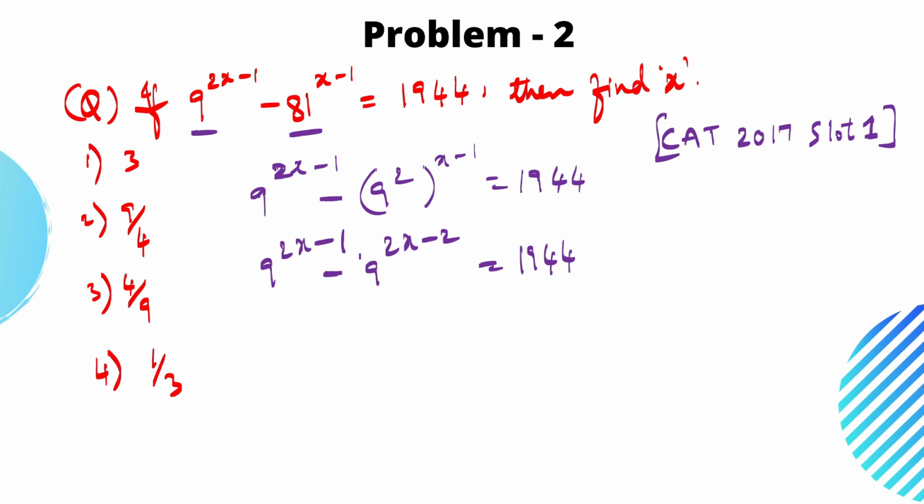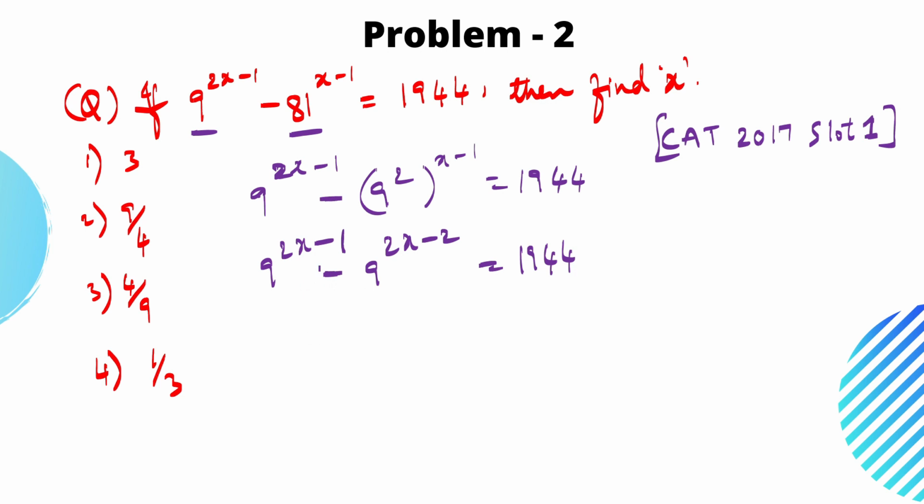Now tell me one thing. Can we equate the exponents here? 2x minus 1, 2x minus 2. The bases are equal, right? So can we equate them? No, we cannot do that, because if there is a multiplication sign between these two, then we can do that if the bases are equal. Here we have minus, so we cannot do that. Even if it is plus, we cannot do that. Only for multiplication, for only product, we can equate the exponents if the bases are equal.